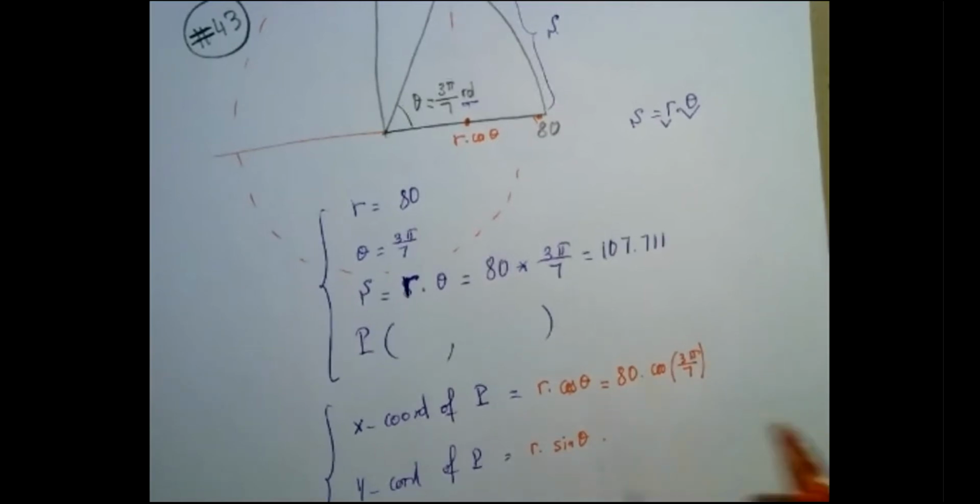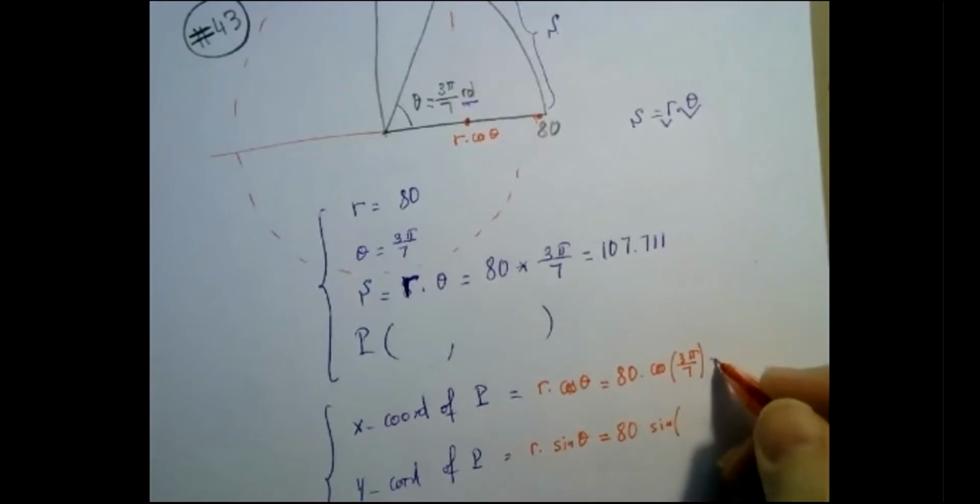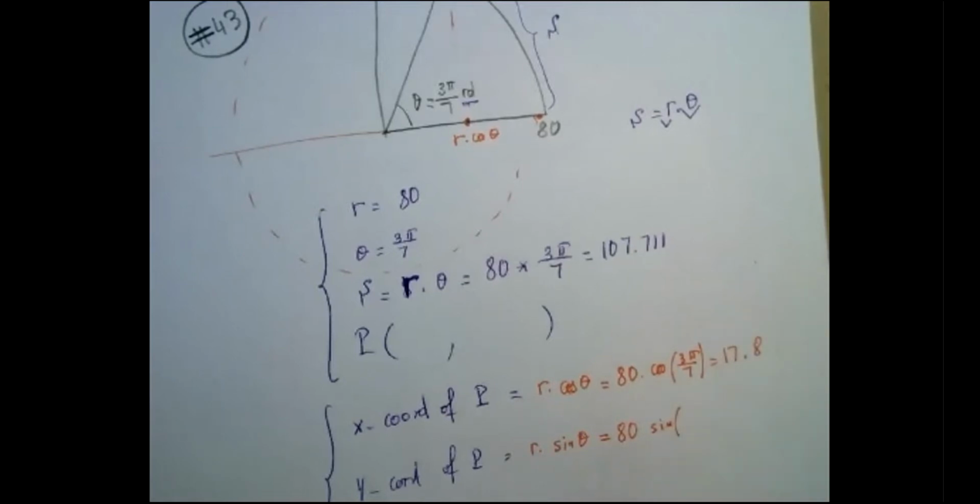How much are you guys getting? Because I seem to be goofing. 17.8. 17.801. Yeah. Anybody got the same thing? And what did you get for the second one? 77.9. Right, 77.994. That's the answer. Be careful, you have to be in radian mode.